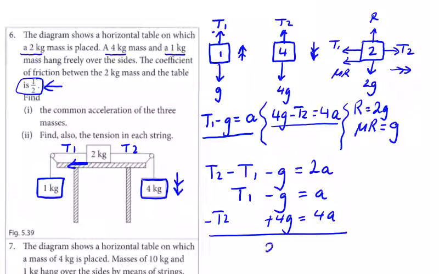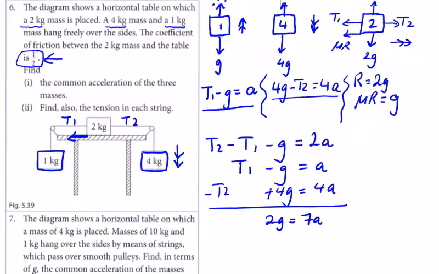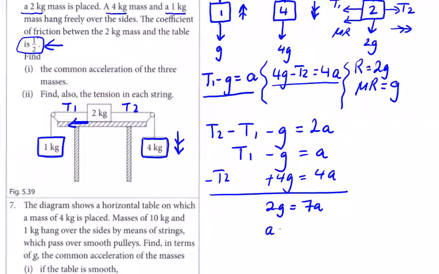So I have 2g is equal to 7a. So a is 2g over 7, and g over 7 is 1.4. So the acceleration here is 2.8 meters per second squared. So that's the acceleration. We're asked for the tension in each string.